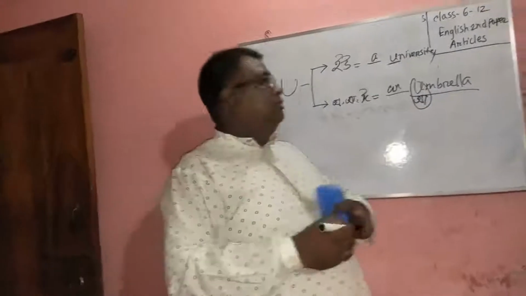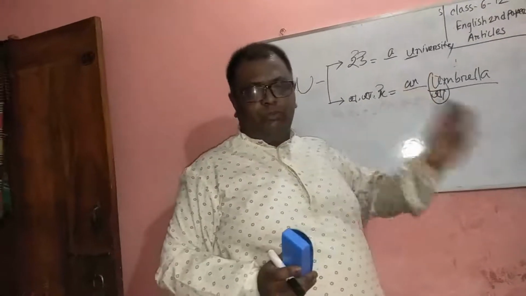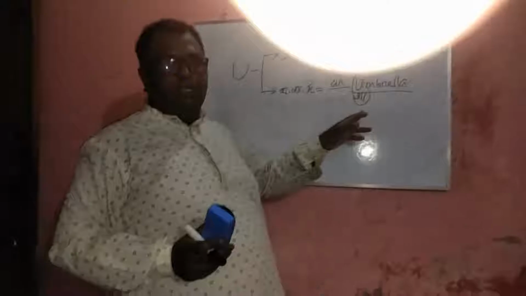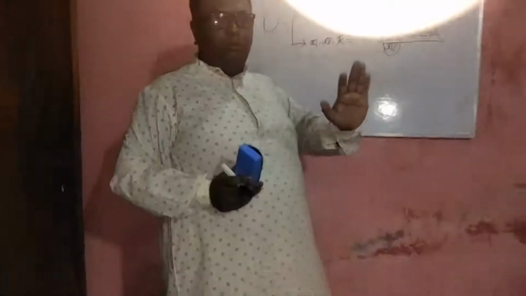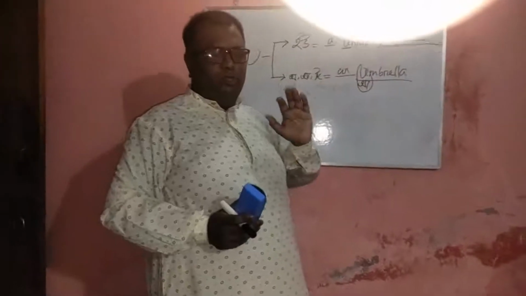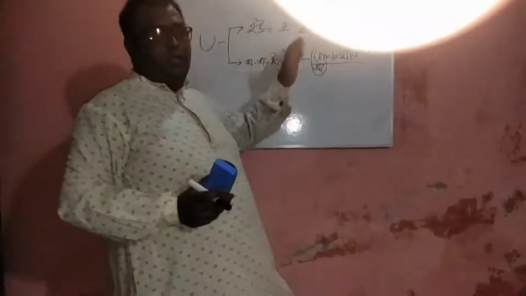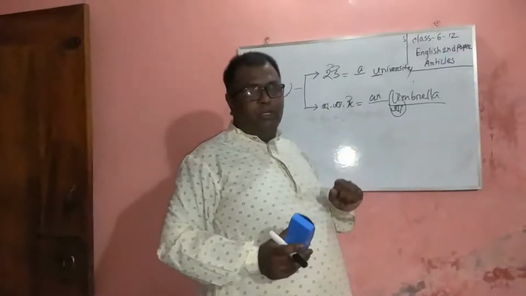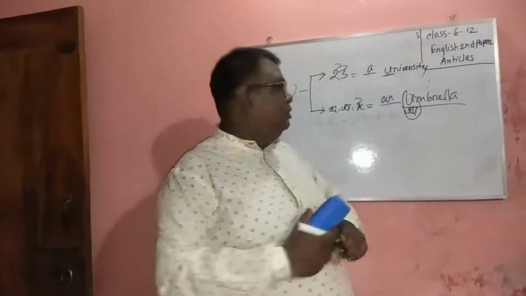So the two words start with U, but the pronunciation is different. Here U is pronounced like U, and here U is pronounced like A. That is why when we see U before any word, we have to think of its pronunciation. Pronunciation is a must to put a or an in the right way.